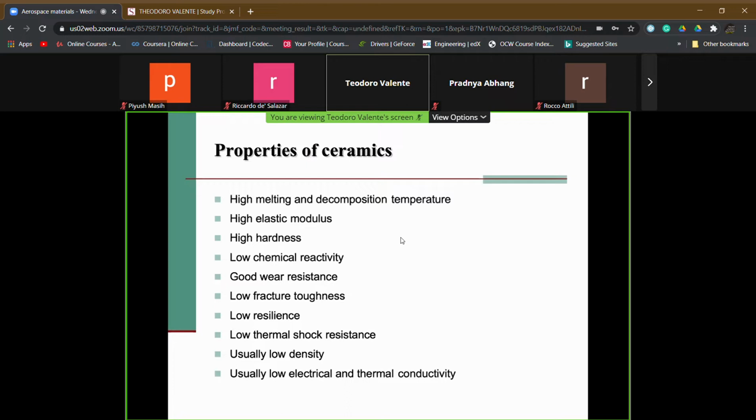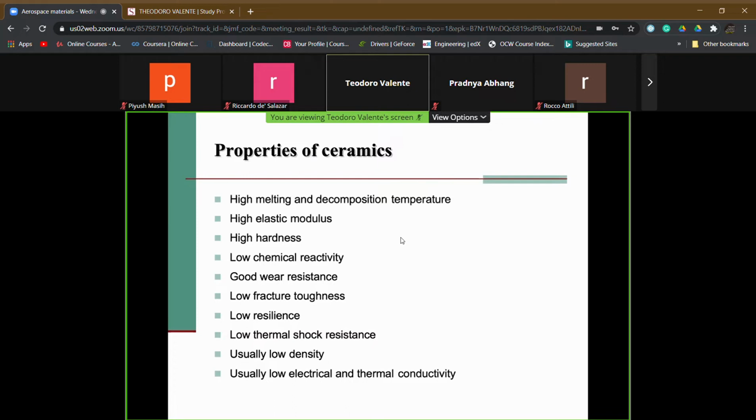So if you remember when we discussed aluminum alloys, some years ago, we called these alloys light metallic alloys, to stress the fact that the mass density is low, something around 2.7 grams per cubic centimeter, and the same applies. I mean, ceramics are light materials, their mass density being very near to that of light aluminum alloys.